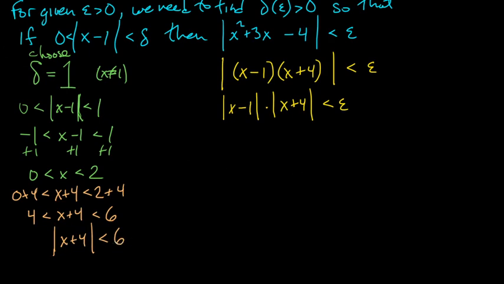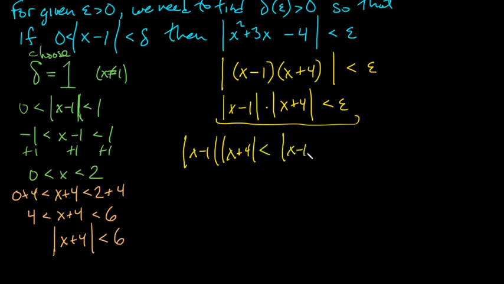Okay, so now let me go back to this. The absolute value of x minus 1 times the absolute value of x plus 4. That's going to be, sorry, it's not going to be equal to, it's going to be less than the absolute value of x minus 1 times the number 6. And remember, we want this to be less than epsilon. So if I divide by 6, I get that the absolute value of x minus 1 is less than epsilon over 6.